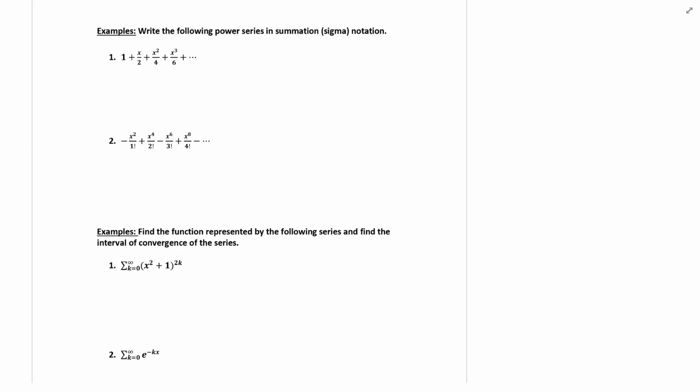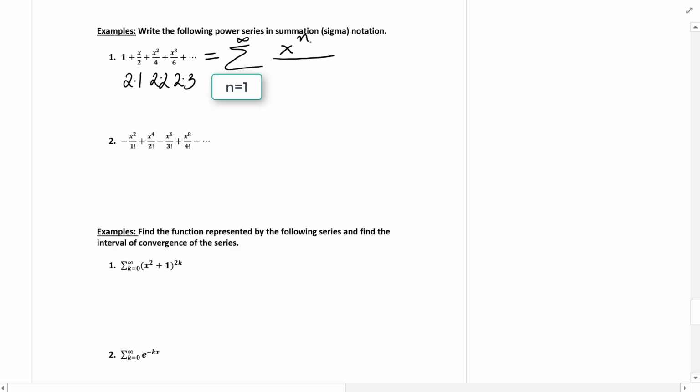And a couple more problems. Write the following power series in summation notation. So let's do the sum as k equals 1 to infinity. We have 1 plus x over 2 plus x squared over 4. So how about we put x to the n over 2 times n.